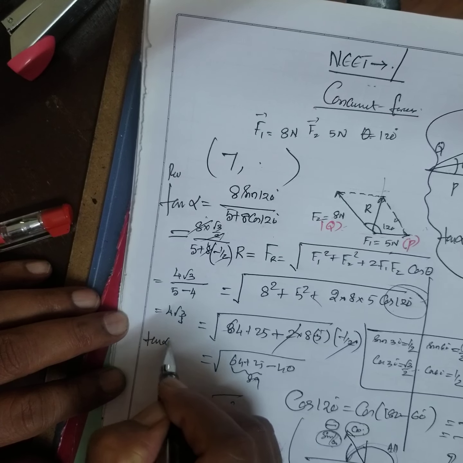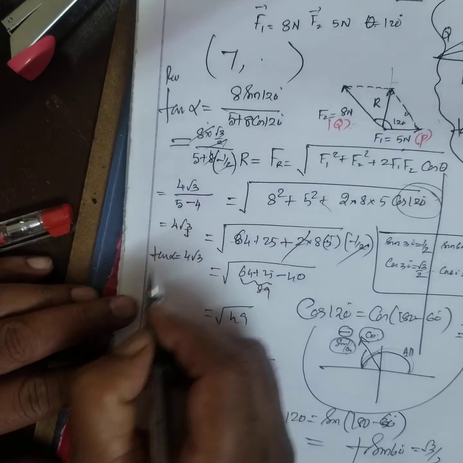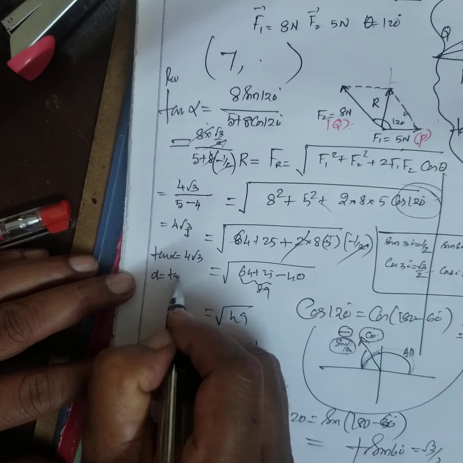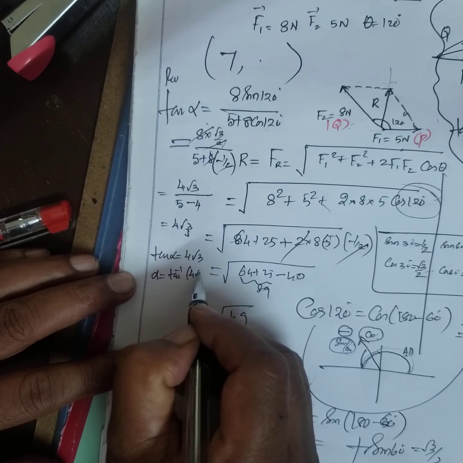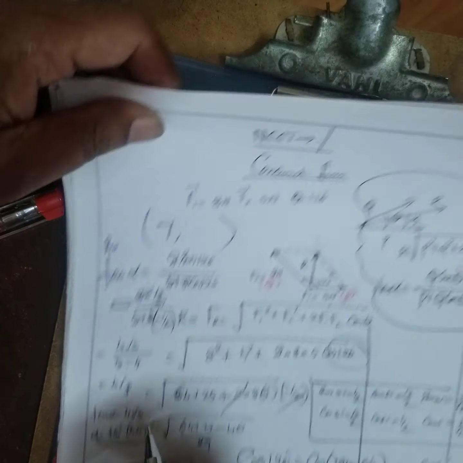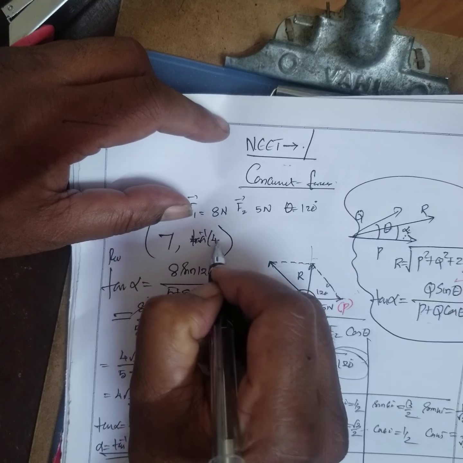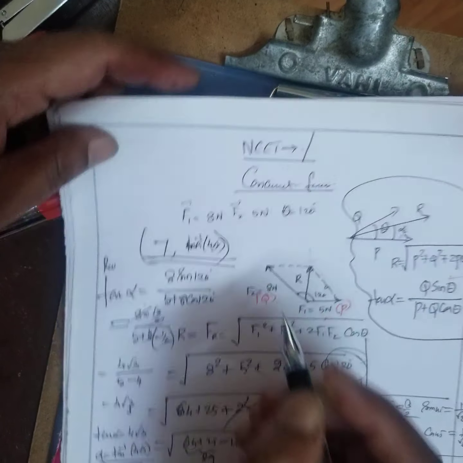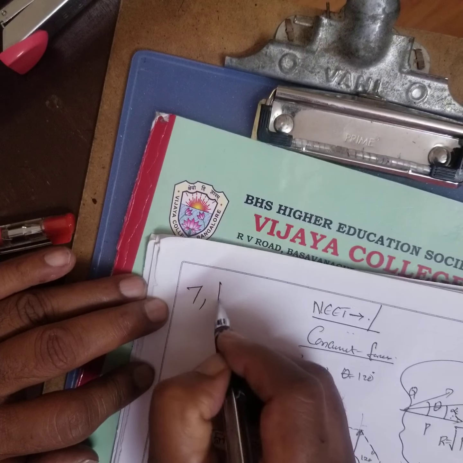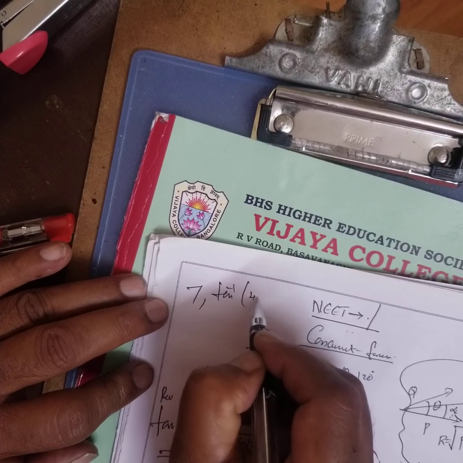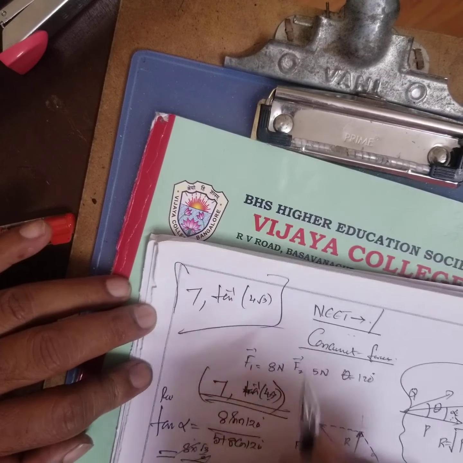Tan alpha is equal to 4 root 3. Therefore, alpha is equal to tan inverse 4 root 3. The answer is 4 root 3, tan inverse 4 root 3. It means the correct answer is 7 comma tan inverse 4 root 3. This is the correct answer.